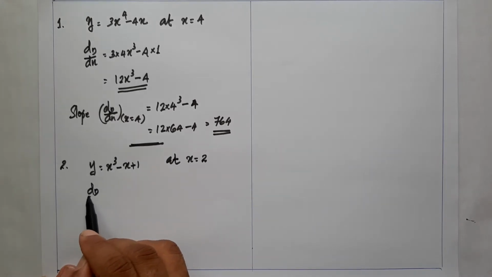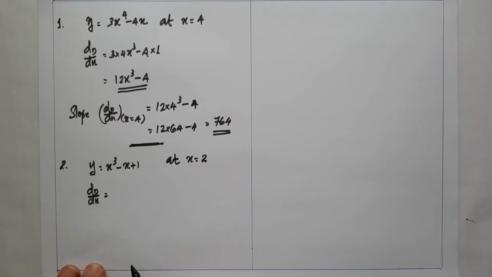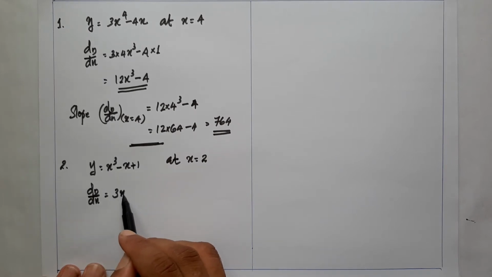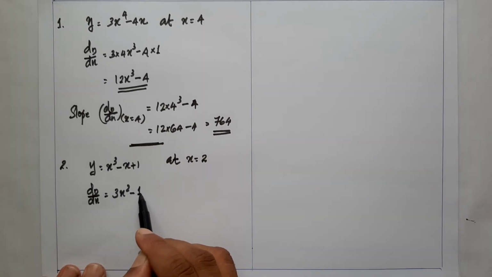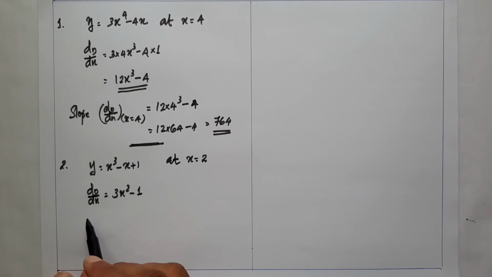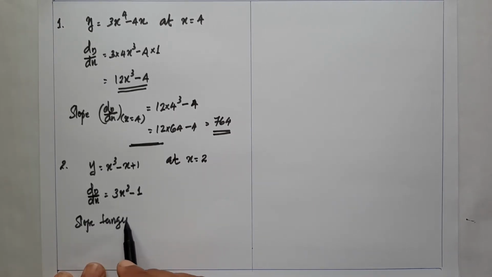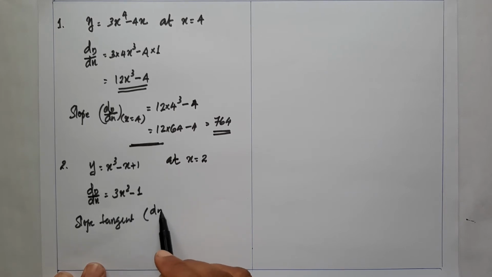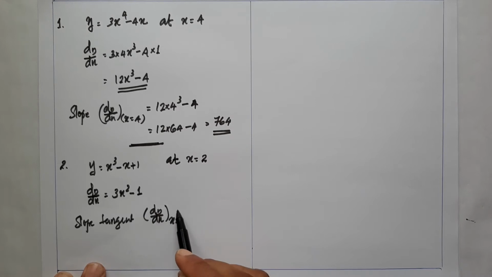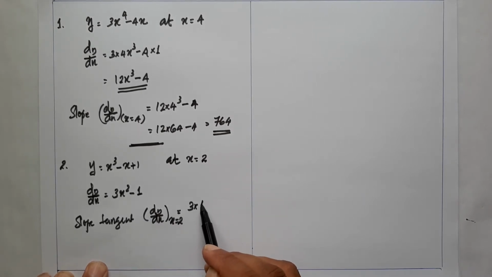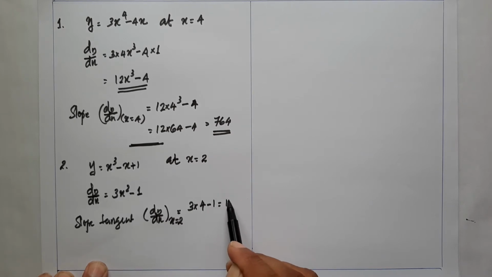Here, first of all, we find dy by dx. You know the derivative of x cube is 3x square, and the derivative of minus x is minus 1, and the derivative of 1 is 0. Therefore, the slope of the tangent is dy by dx at x1, y1. Here x is equal to 2. The function is an explicit function. So 3 into 2 square is 12, minus 1 is equal to 11. That is the slope of the tangent.